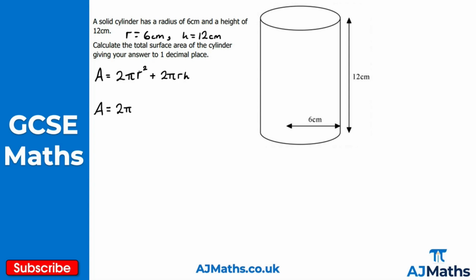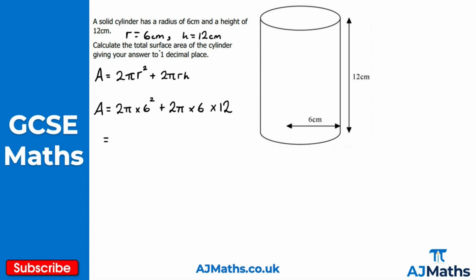So 2 pi times the radius squared. So that's going to be times 6 squared. Plus, we've got 2 pi again, we times it by the radius and then times that by the height. So times by the radius, which is 6, times by the height, which is 12. All we need to do now is just put this into our calculator.